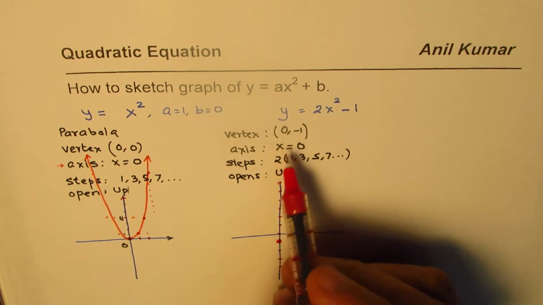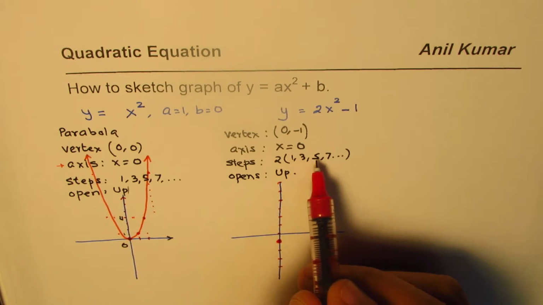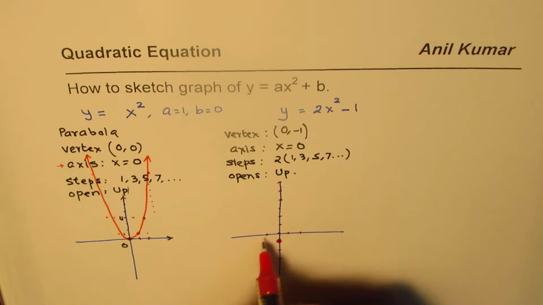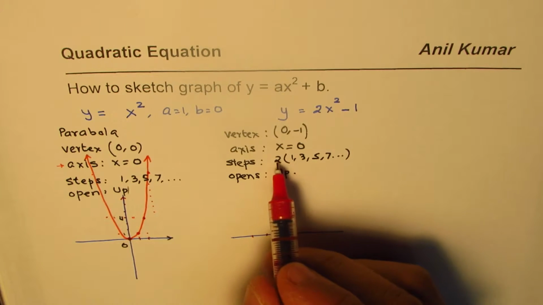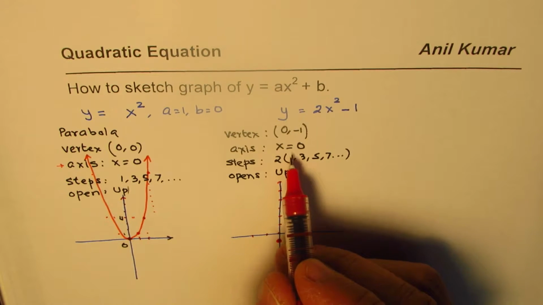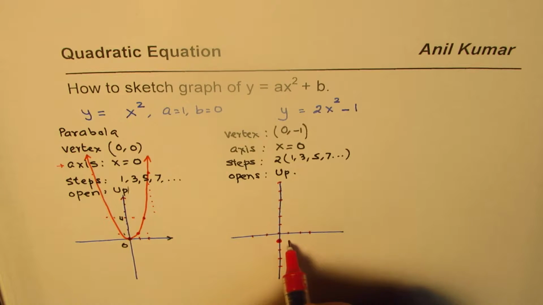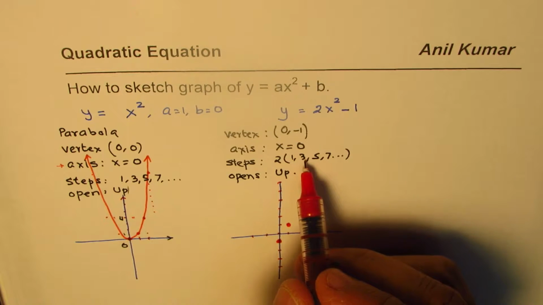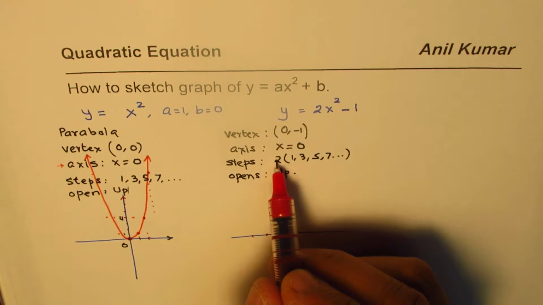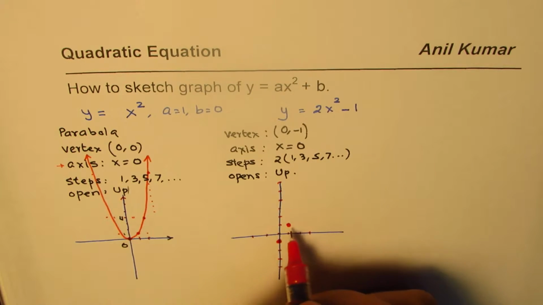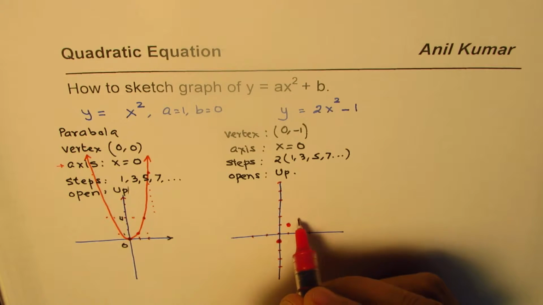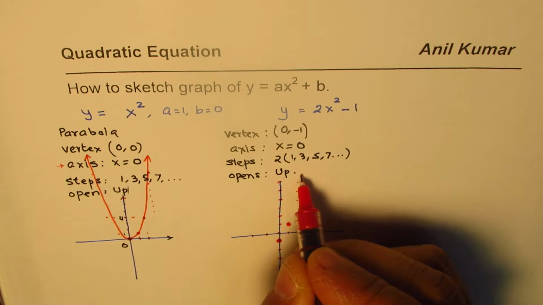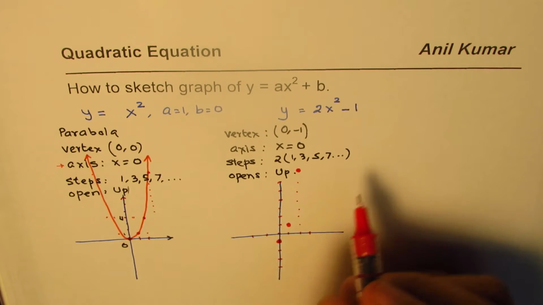It is opening upwards. Steps are 2 times 1, 3, 5, 7. That is to say, if I step 1 unit to the right, I have to go 2 times 1, which is 2 units up. So 1 unit right, 2 units up. That's my next point, okay? Then next step will be 2 times 3, 6. 1 unit to the right, 6 up. 1, 2, 3, 4, 5, 6. So that is my next step.